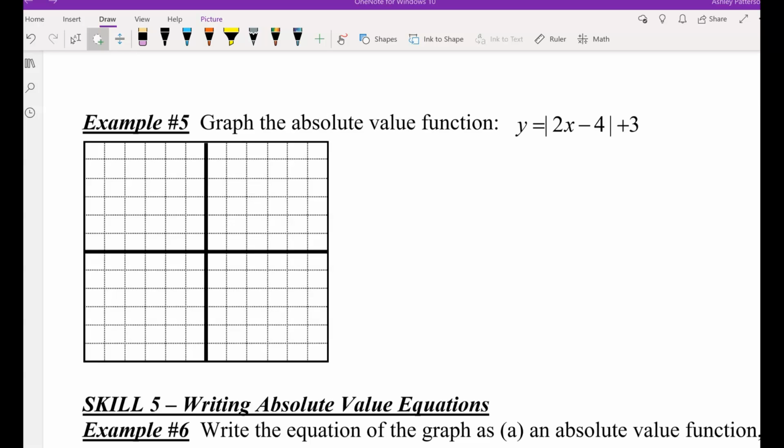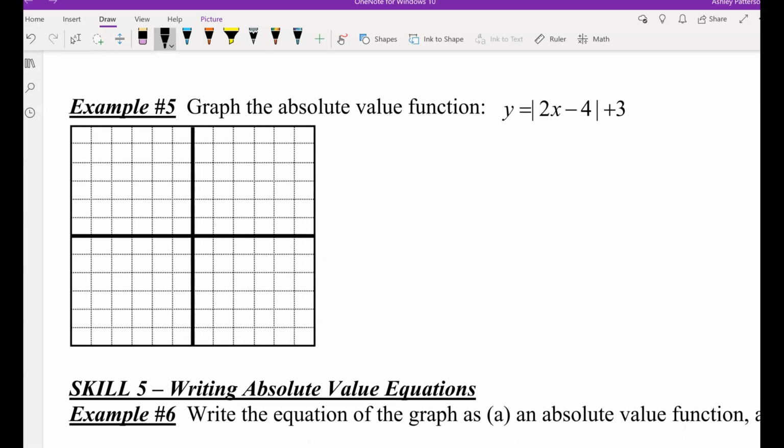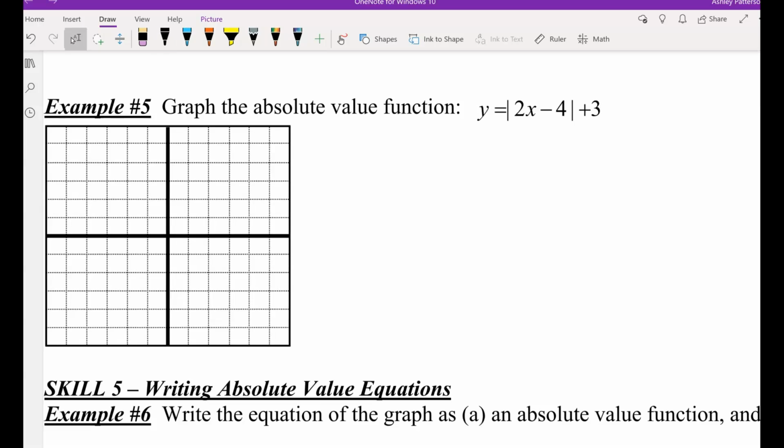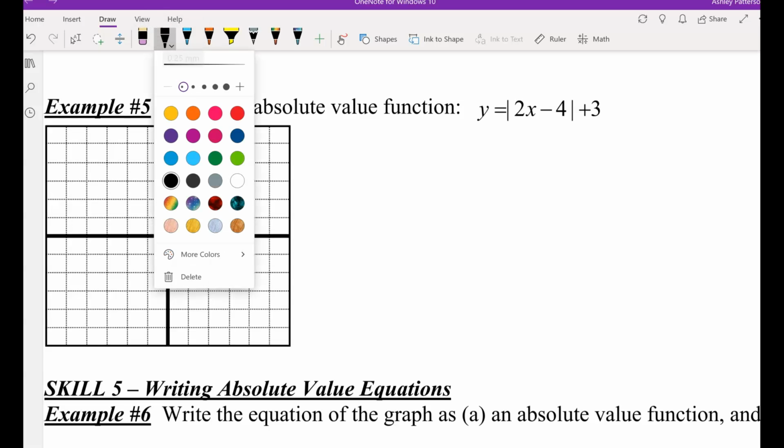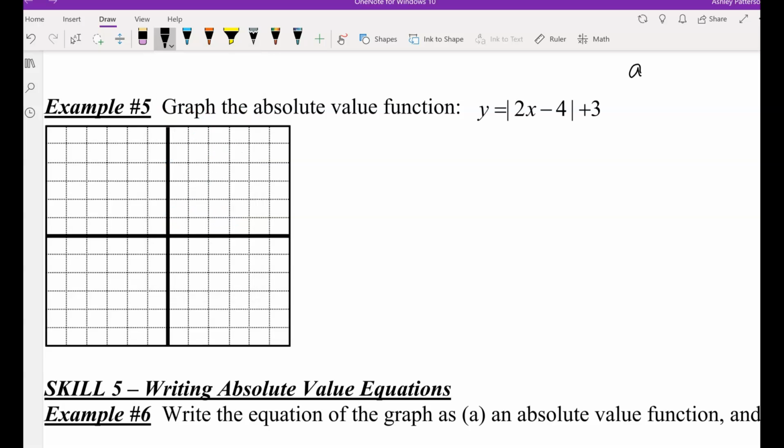Everyone, okay, so an example we didn't do in class after skill 4 was example number 5. Looking at it, we can see A is 1, so we can write that down over here. There's no change as far as transformations go for the vertical stretch, compression, or reflection. So A is 1, but I do see a value in front of the X, and that's something we have not come across yet. That is our B value.